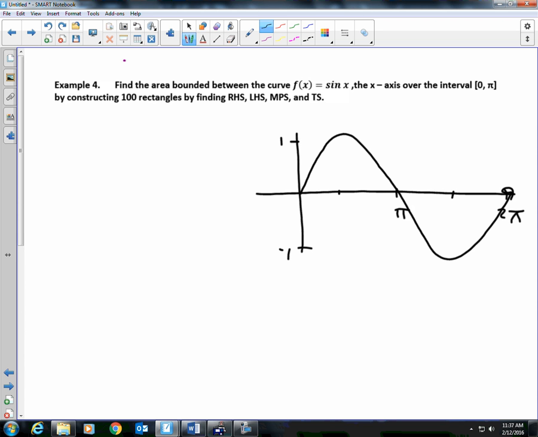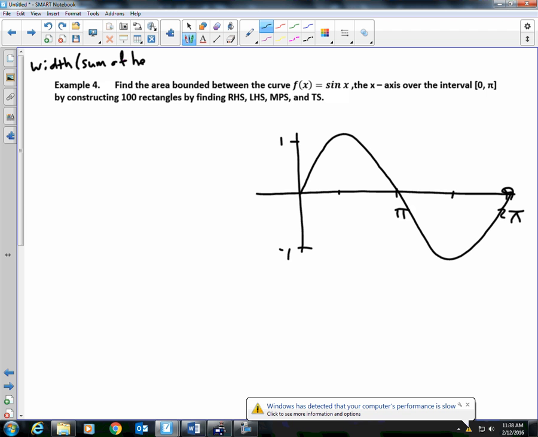Since I would divide it up into how many triangles? Or rectangles? 100. That might take a long time to do by hand, right? So we need our calculators. Now we're going to input something into our calculators. We're namely going to input this. The width times the sum of the heights. In order to input that in our calculator, here's what we do.